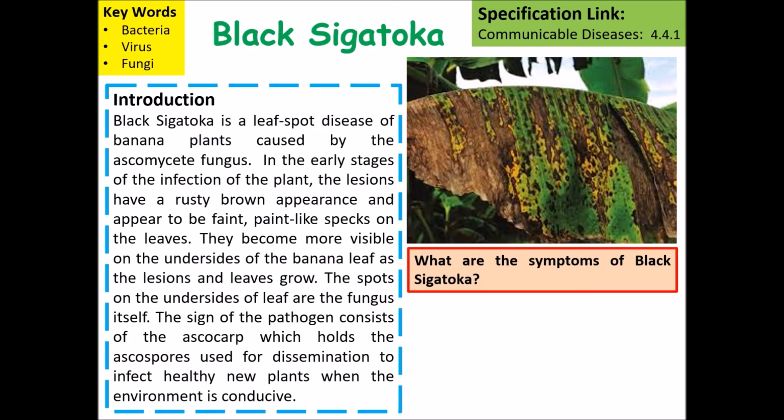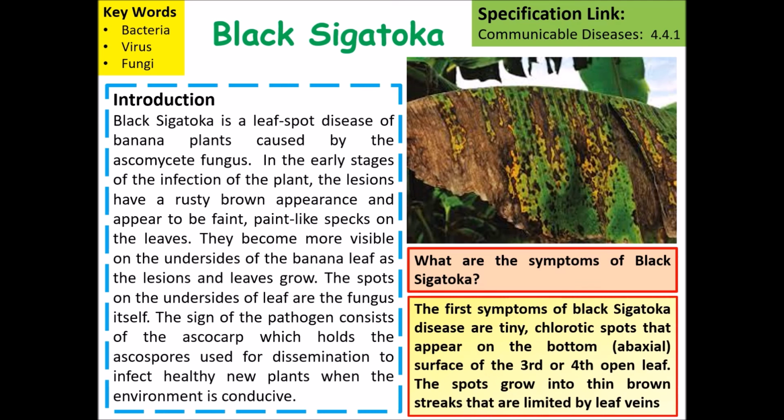The sign of the pathogen consists of various things, but it will produce spores that will spread and infect healthy plants. So just think about what the symptoms of Black Sigatoka are, pause the video, then have a look at the answer. The first symptoms of Black Sigatoka are tiny chlorotic spots that appear on the bottom surface of the leaf. The spots then grow into thin brown streaks that are limited by leaf veins.